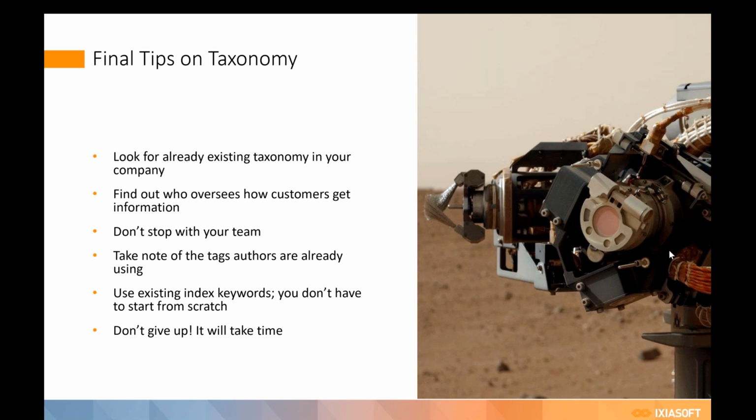Take note of the tags authors are already using. If folks do still have index terms, once you find the taxonomy, take the time to validate: are the terms that are in the index from the content in the taxonomy? If they are, are they classified correctly? If they are not, should they be? Use your existing index terms again, because we don't want to start from scratch.